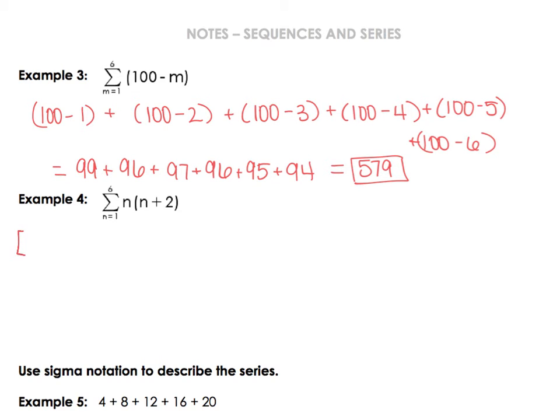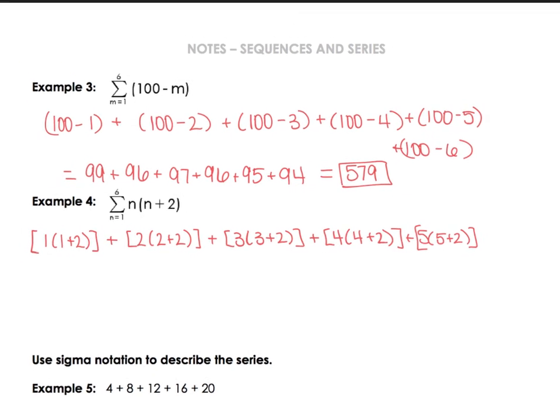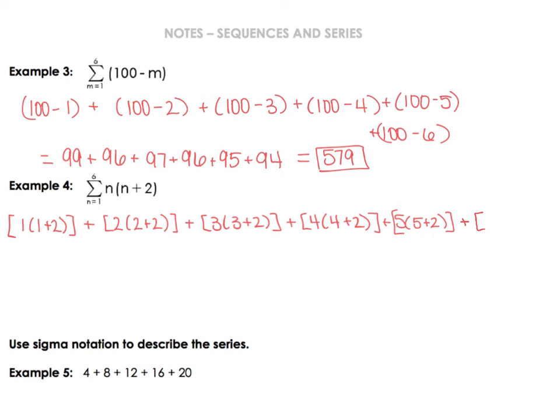So again, we're going to start by plugging in 1. We're going to have 1 times 1 plus 2. You want to make sure that you're really clear with your notation and you're really clear with the organization, so that when you plug in 2, you can see that it's clearly your second term now. You're plugging in 2. We can plug in 3, plug in 4, plug in 5, and then also 6. We stop at 6, that's our upper limit.